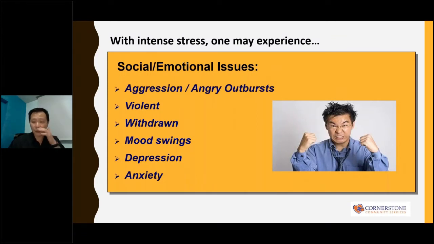I got a friend who told me that cane, you know, cane, it's out of stock during this circuit breaker. I thought that is really terrible. So people feel withdrawn, mood swings, depression or anxiety, panic attacks, etc. So these are some of the social, emotional issues that one may experience with intense stress.